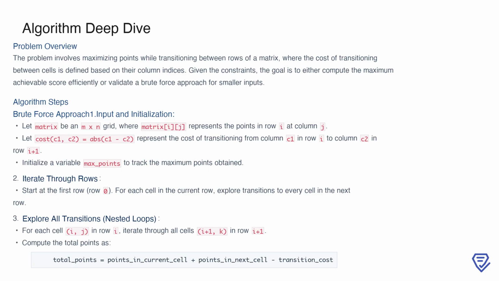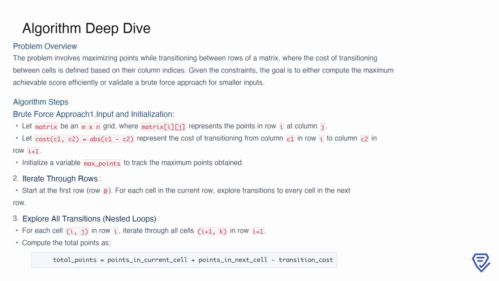One way to approach this is by using a brute force method. Here's how it works. First, we initialize the necessary variables, including the matrix representing the points grid and a variable called max_points to keep track of the maximum score obtained. Then, we iterate through the rows of the matrix. For each cell in the current row, we explore all possible transitions to every cell in the next row.